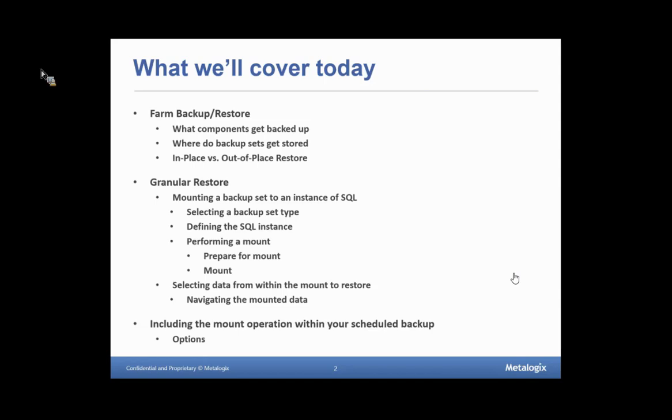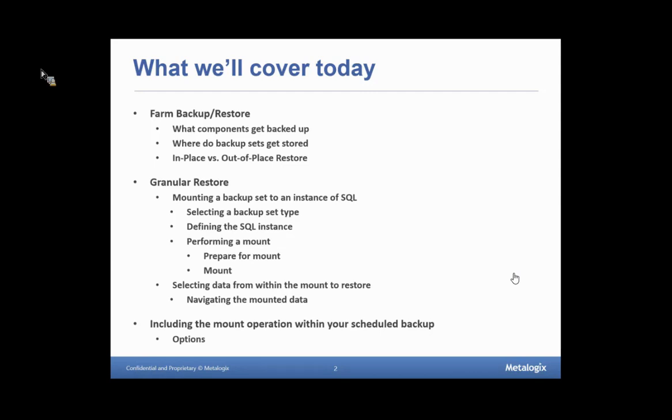And then we're going to switch gears over to granular restore, which is really kind of the bread and butter of this tool in my opinion. And we're going to talk about the actual technical mechanism for mounting backup sets into an instance of SQL Server. We're going to talk about selecting what backup set type we're working with, defining the SQL instance that we're going to be targeting for the mount, performing that mount, and then what's going on behind the scenes, the nuts and bolts of what that mount operation consists of.